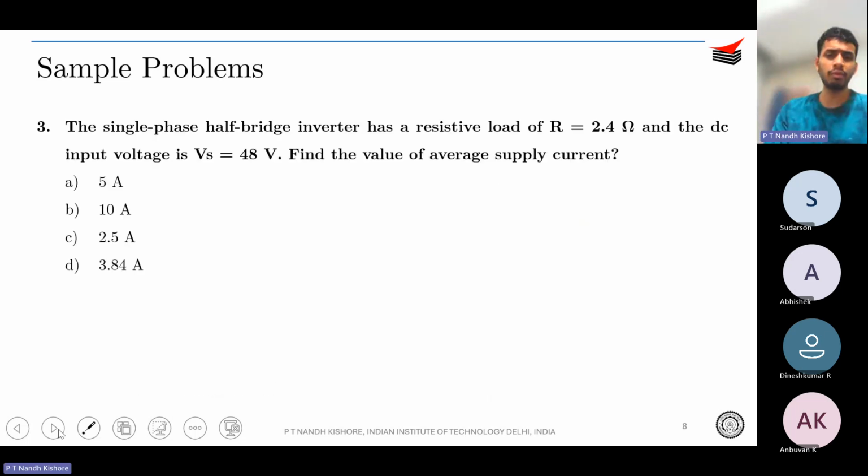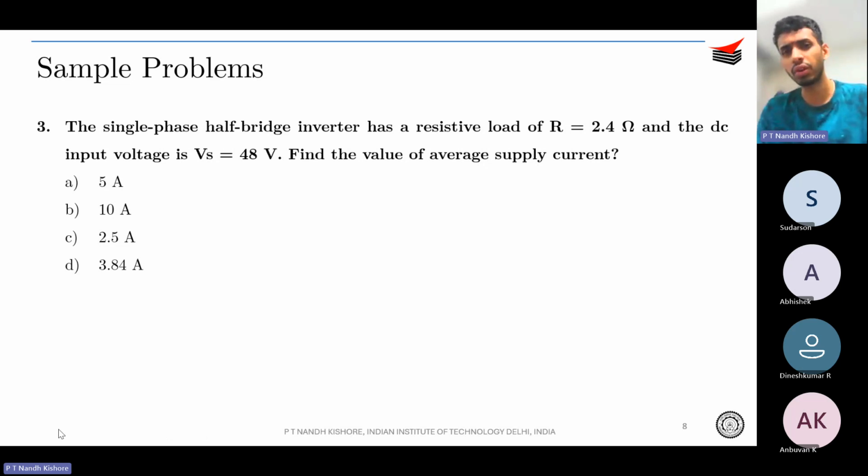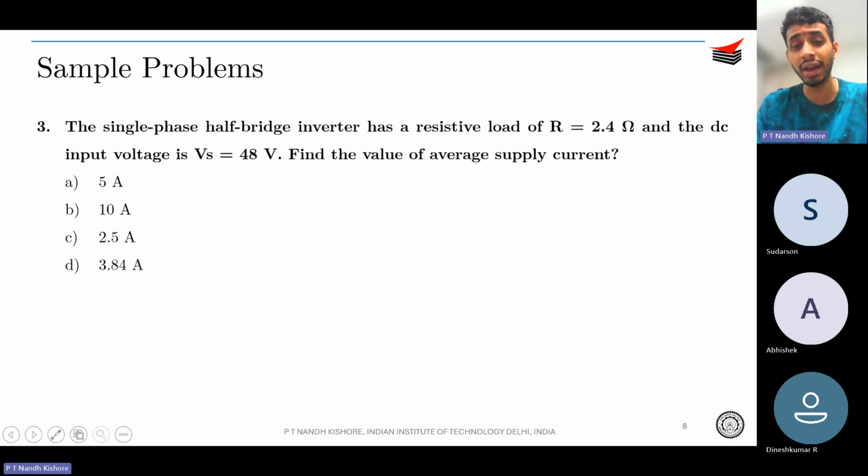The single phase half bridge inverter has a resistive load of R equal to 2.4 ohm. DC input voltage is 48 volt. Find the value of the average supply current. So same topology, single phase half bridge inverter, and it's only having an R load, which is 2.4 ohms. DC input voltage is 48 volts. So R is given, VDC or VS is given. Find the value of the average supply current or the source current.